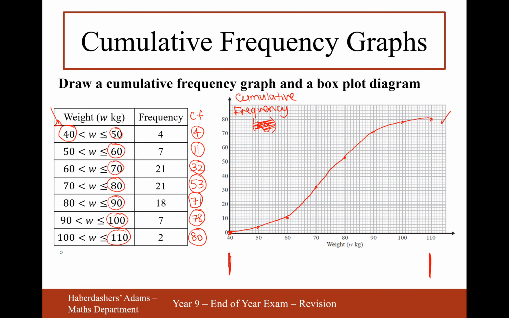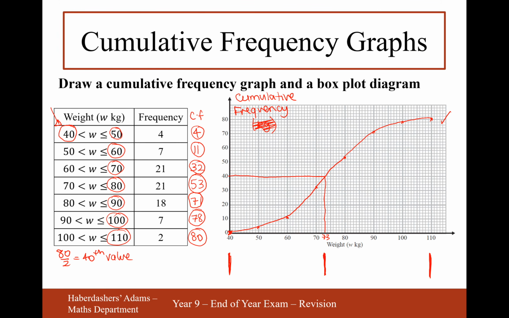So if I want to work out the median, I'm going to do 80 divided by 2, which is 40. So it's the 40th data value. So I go to 40, I go across with a ruler, and I come straight downwards. And that to me nicely measures 73. And I'll put a little 73 there, and then I'll put my marker at 73.